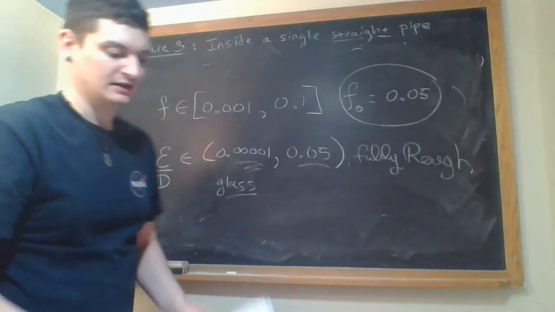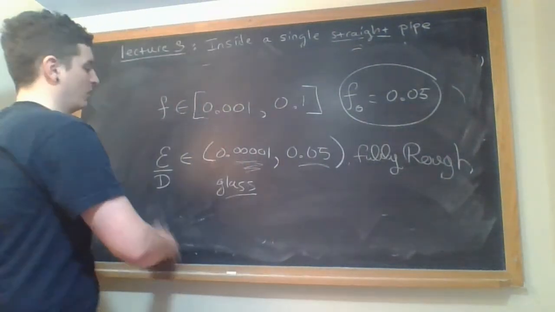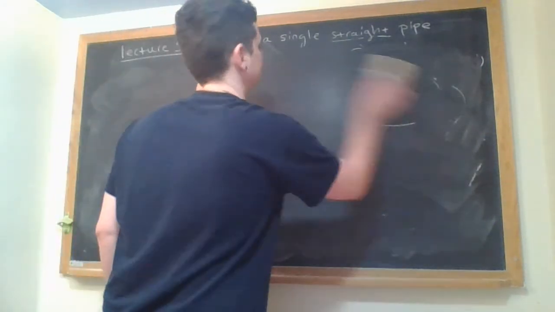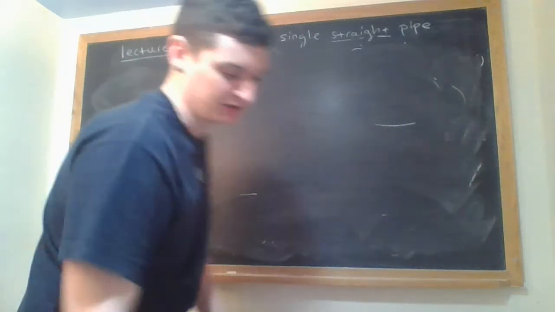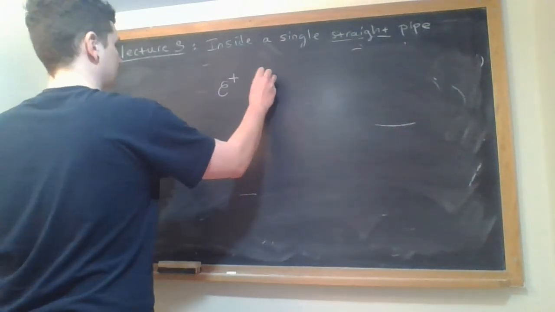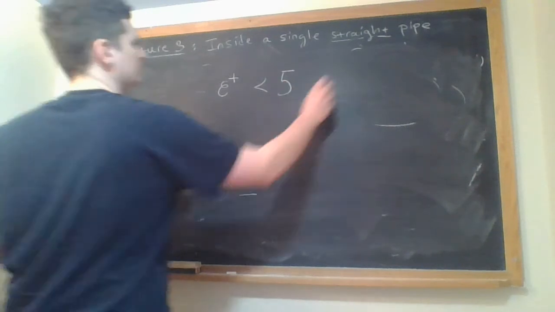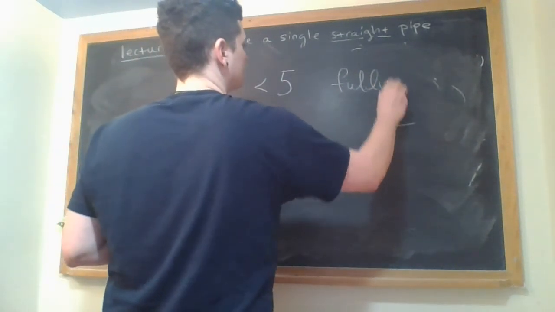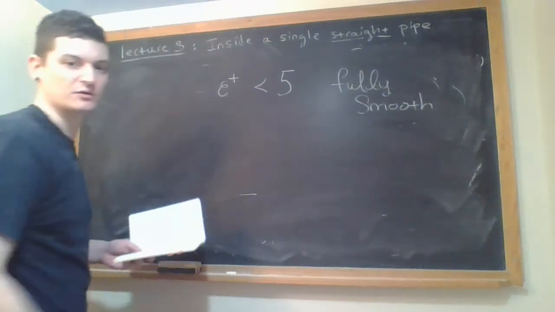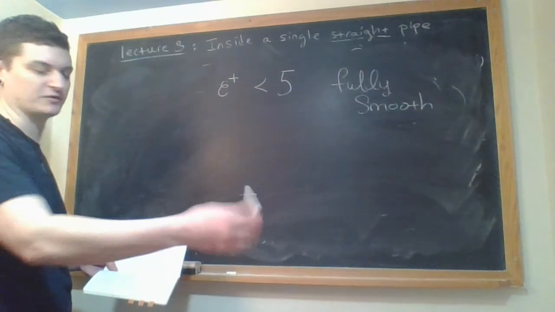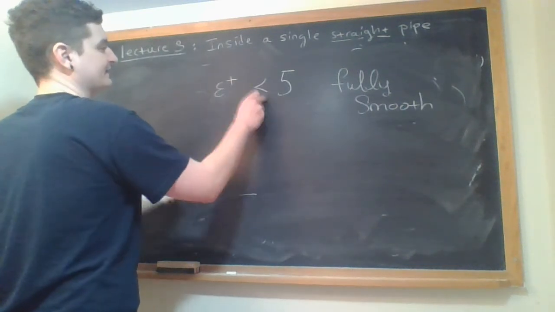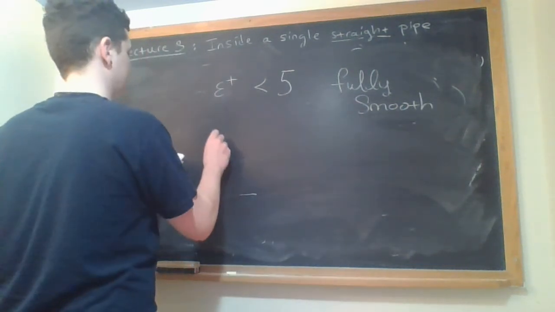Okay. And that is helpful enough. There's also a way to more well define this fully rough concept, and that is, we use an epsilon plus notation. So if it's less than 5, that's the fully smooth equation, the first turbulent friction factor equation I gave you. If this quantity is less than 5, use the fully smooth.